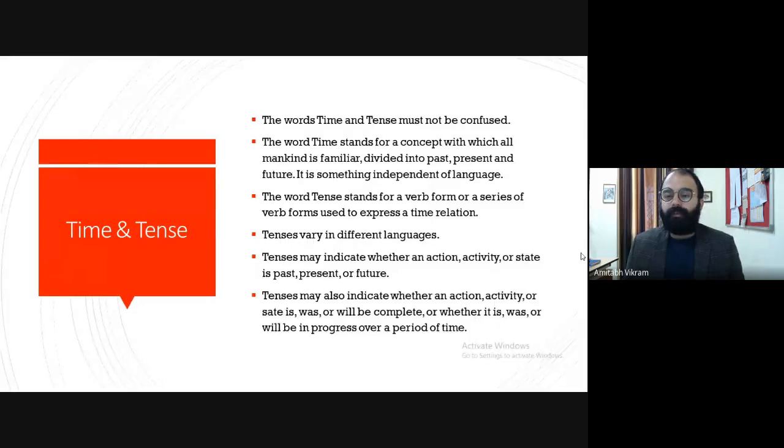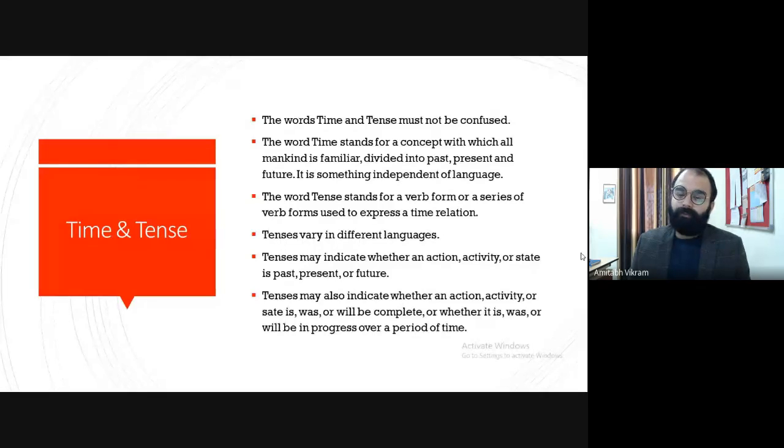The word time stands for a concept with which all mankind is familiar, divided into past, present, and future. As I said, time is a continuum, but for our convenience, we have divided time into three very neat divisions: past, present, and future. This division we have made for our own convenience. Otherwise, time is a continuum. We can't just divide time so neatly, so cleanly.